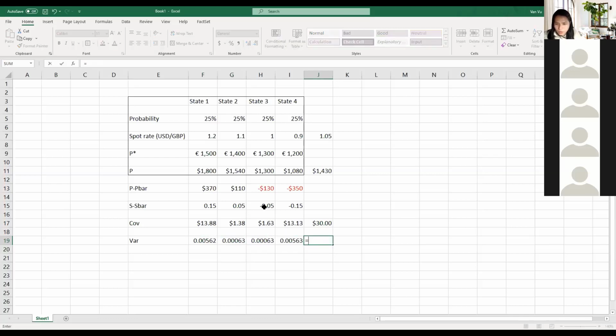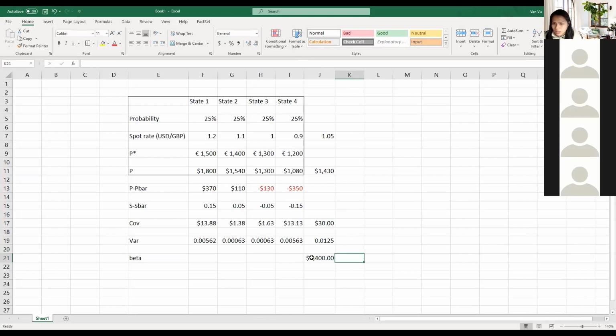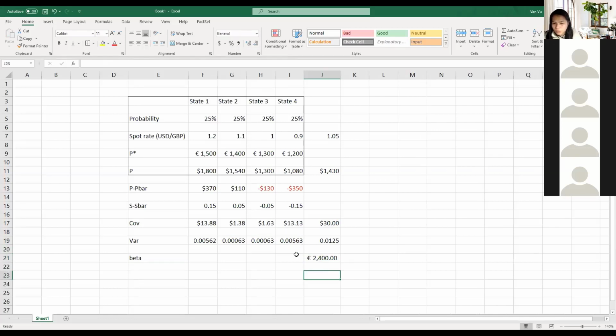So once again, I'm just computing the sum here, and that is it. So to compute beta, I'm going to take the covariance divided by the variance. It's going to look a little bit big. The correct currency here should be the euro. So the beta here is about 2,400 euro. That is my exposure.